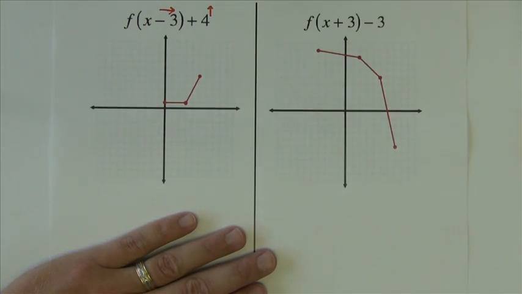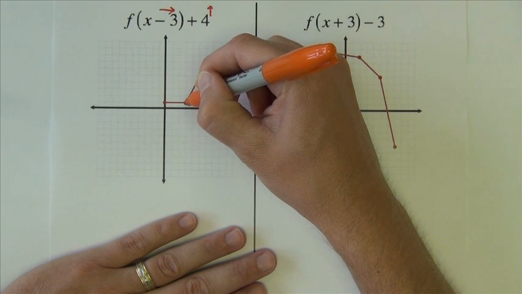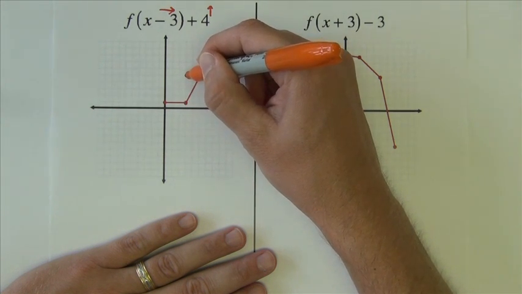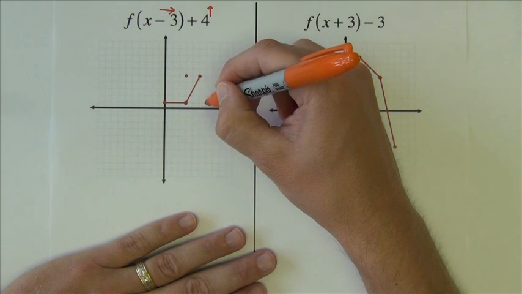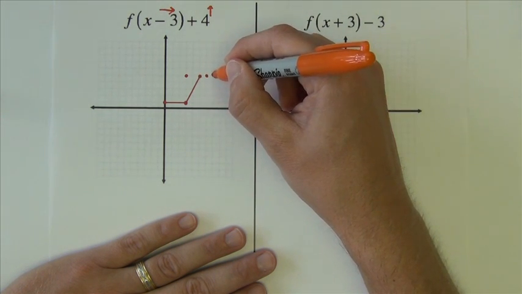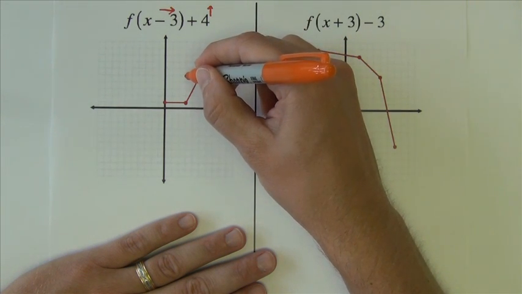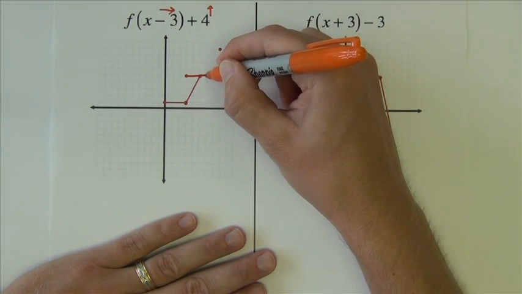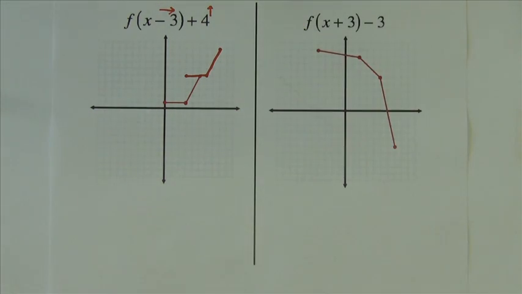So all of our points are going to go right 3. This one here goes 1, 2, 3, then up 4: 1, 2, 3, 4. There's our point. Just do that with all of them. Then I can reconnect them. There's our new graph.